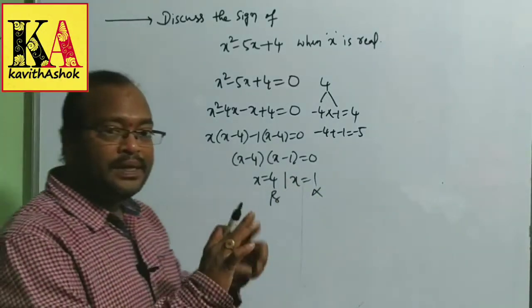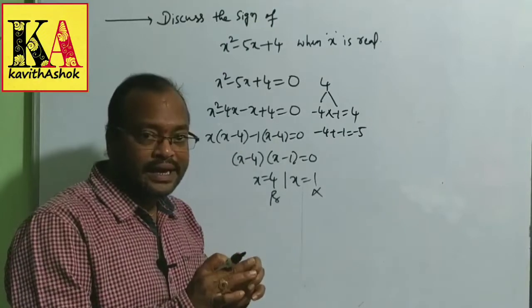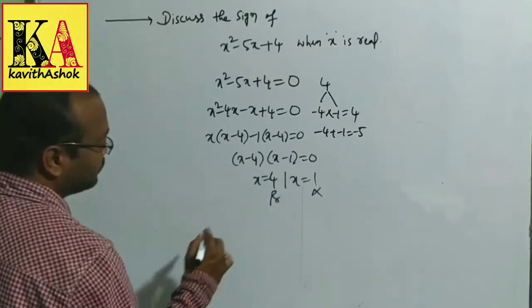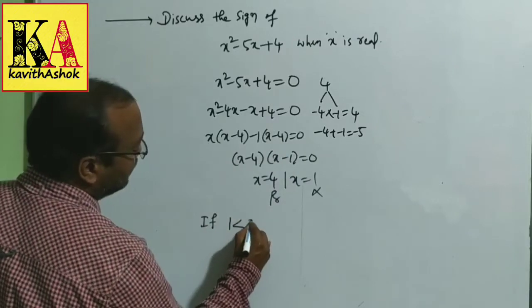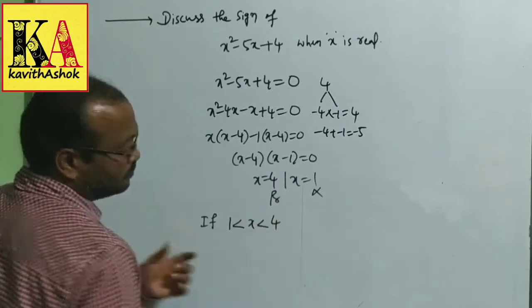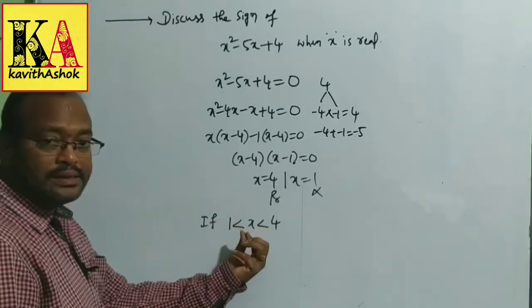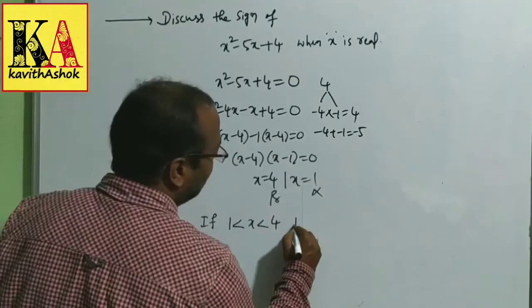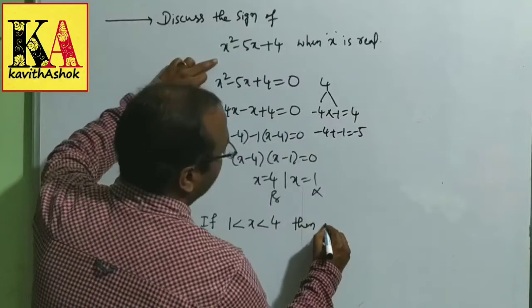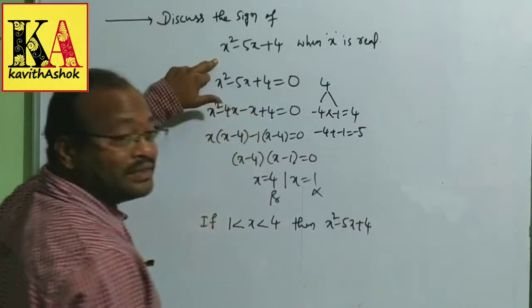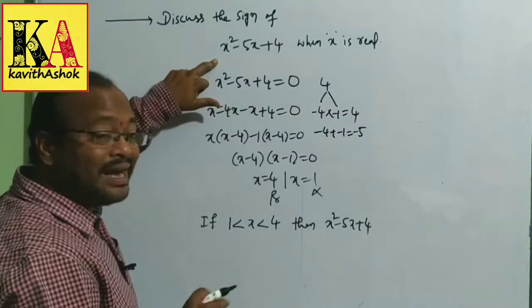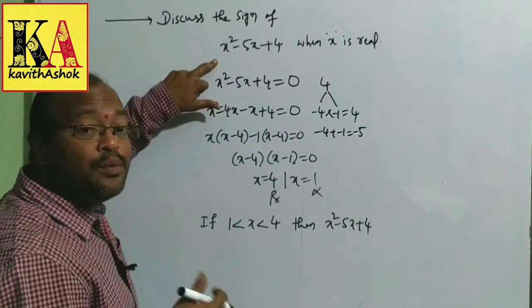I told you, plus plus is a repulsion and plus minus is an attraction. So we will do like this here. If 1 less than x less than 4, which means attraction between the two positions, then x square minus 5x plus 4, compared with ax square plus bx plus c, and a have the opposite sign.